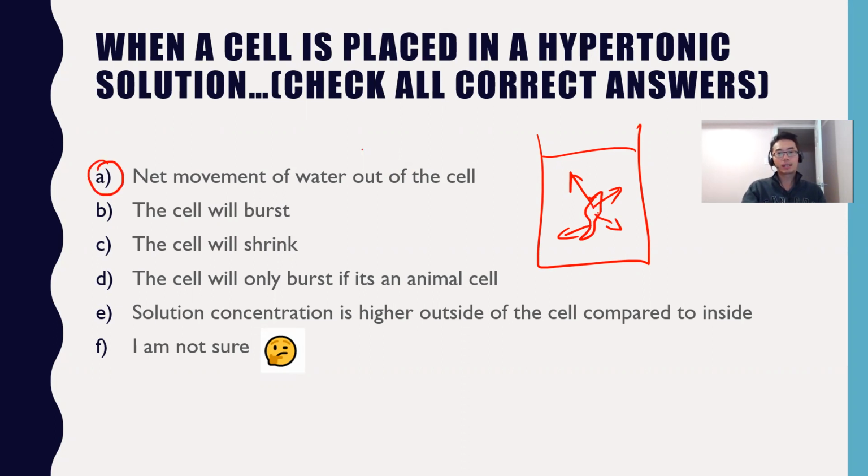That is the correct one. Okay, and will it burst? Nope, because all the water is leaving, so it will actually cause it to shrink. Okay, plasmolysis. The cell will only burst if it's an animal cell. No, it will not burst because water is leaving. And why is the water leaving? Because the solute concentration is higher outside compared to the inside. So the correct answers are A, C, and E, which are the majority of the answers that you guys have chosen. Very good.